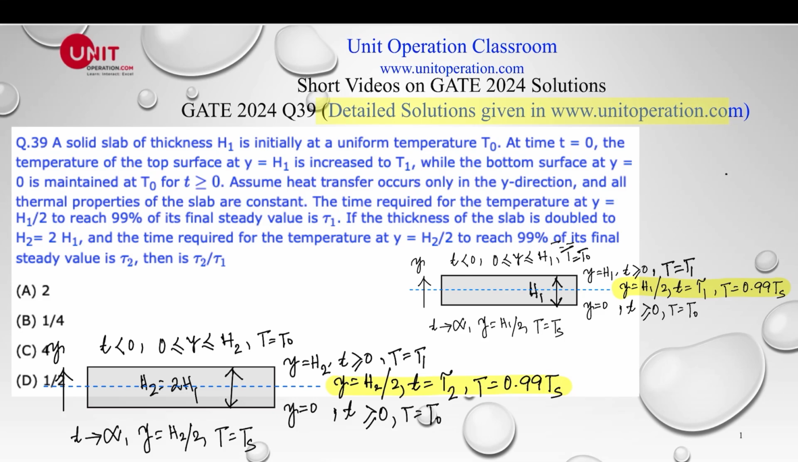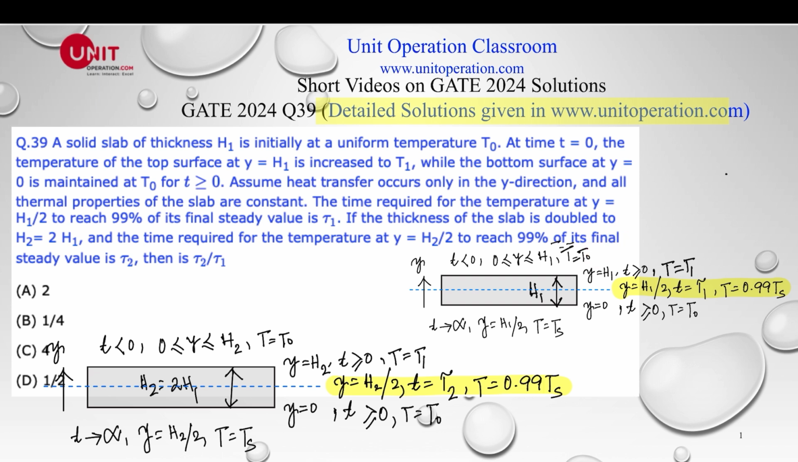GATE 2024, question 39. A solid slab of thickness H1 is initially at a uniform temperature T0. Let's say this is my solid slab, of initially uniform temperature T0. So mathematically we can write, at t less than 0, for 0 less than y less than H1, that means all over this body, the temperature is equal to T0.